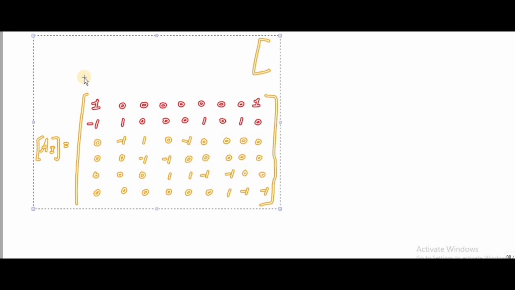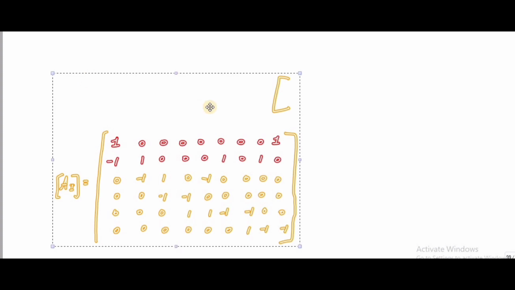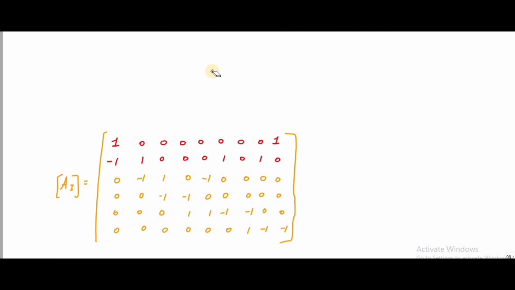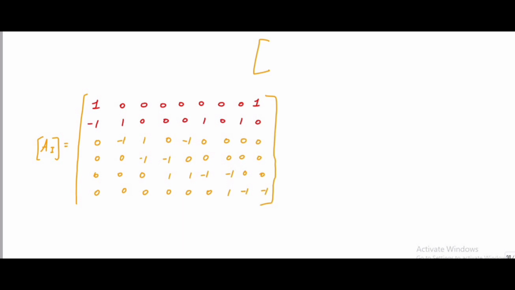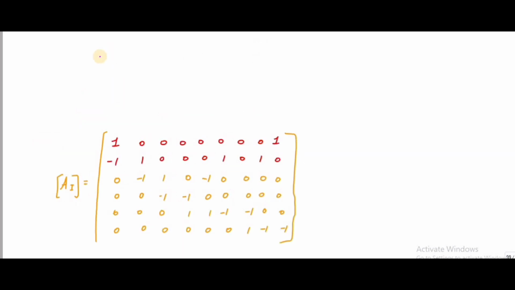In addition to that, we know that this is your incidence matrix. If I want to plot a reduced incidence matrix, you have to delete one row. So this is a row. Let me reduce one row. Now this is called the reduced incidence matrix.